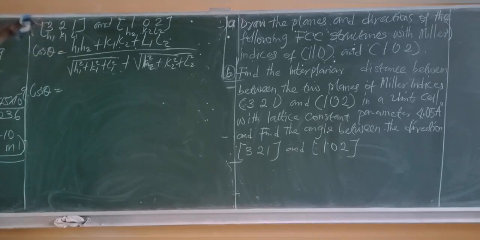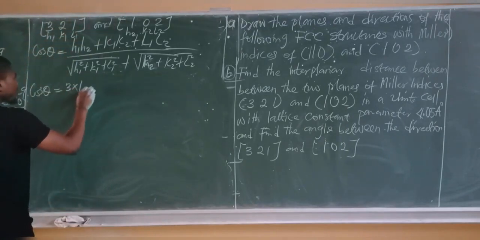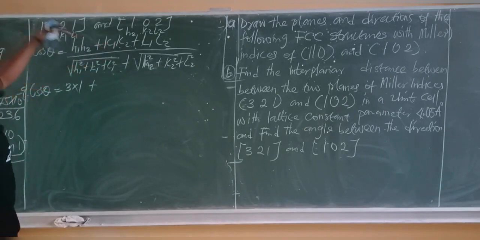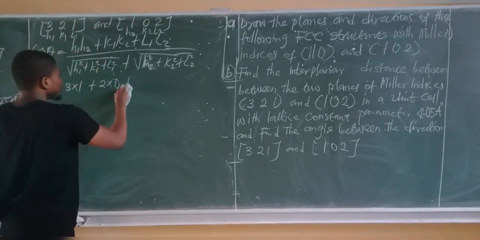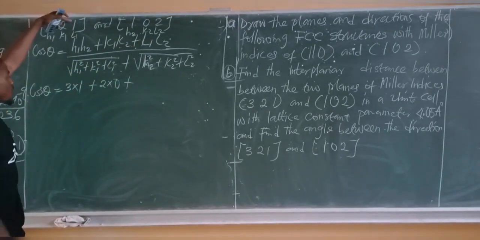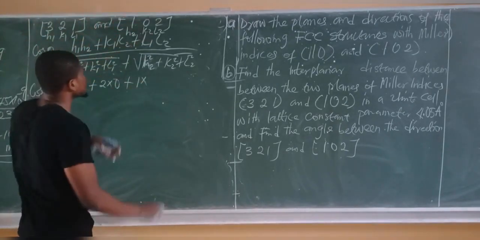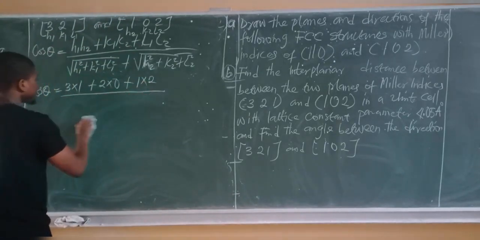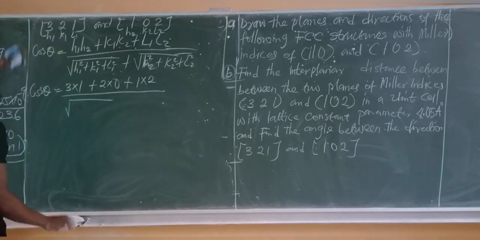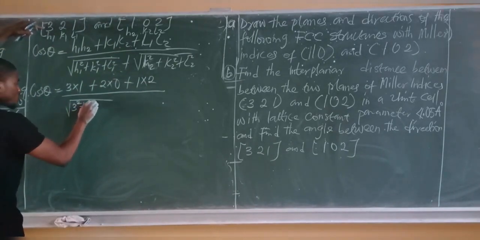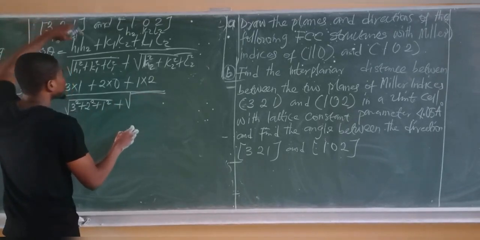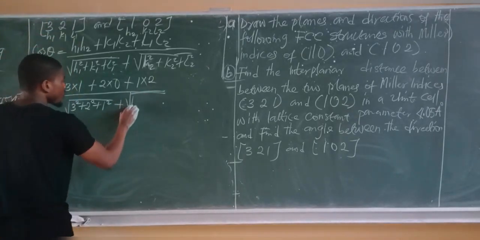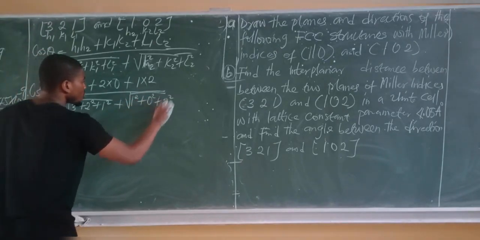So h1 is obviously 3, multiplying by h2, which here is 1. So this is 3 times 1, plus next we have k1 times k2. k1 here is 2, multiplied by k2 here which is 0, so 2 multiplied by 0, plus we have l1 l2. l1 here is 1, multiplied by l2 here which is 2, so 1 multiplied by 2, all over the square root of the squares of the first plane. We have 3 squared plus 2 squared plus 1 squared for the first plane, times the square root of the sum of the squares of the second plane, 1 squared plus 0 squared plus 2 squared.